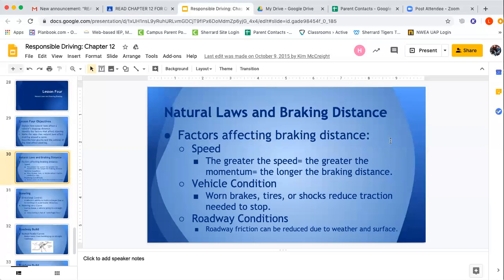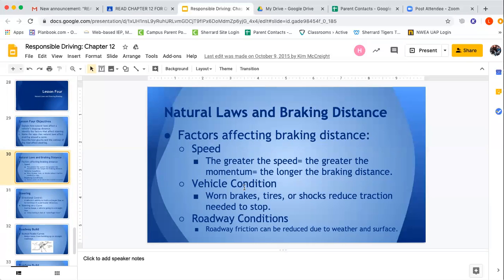Factors affecting your braking distance: your speed, right? The greater the speed, the greater the momentum, the longer the braking distance. So if I'm going faster and I have to slam on my brakes really fast, obviously it's going to take a little bit longer for my car to come to a complete stop.